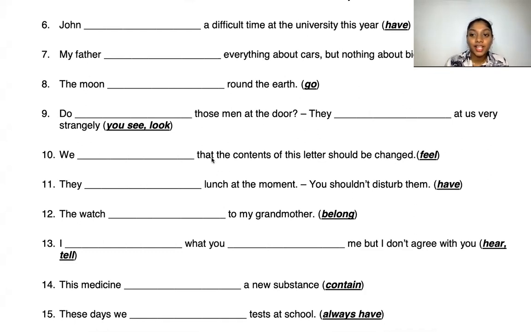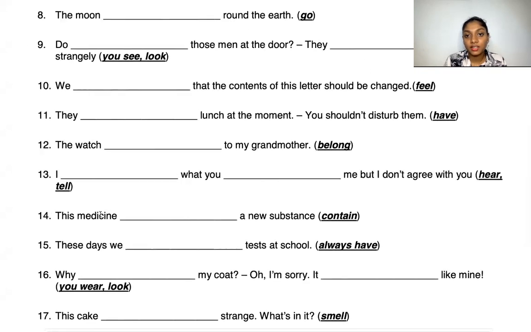They are looking at us. They are looking at us very strangely. ඒගොල්ලෝ අපි දිහා හරි අමුතු විදියට බලන් ඉන්නවා. They are looking at us very strangely. Number 10. We.